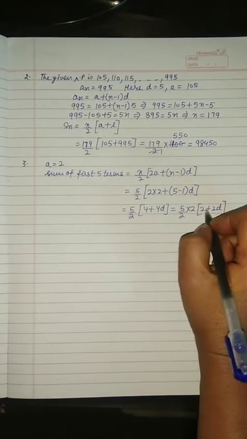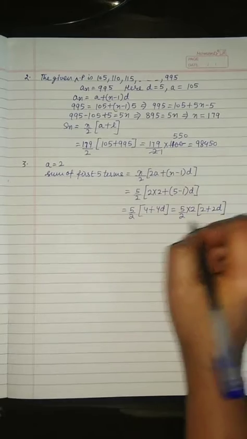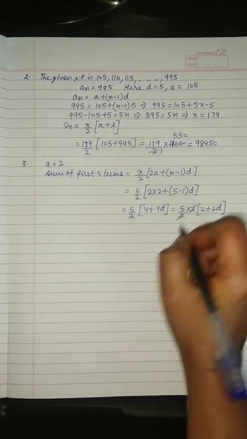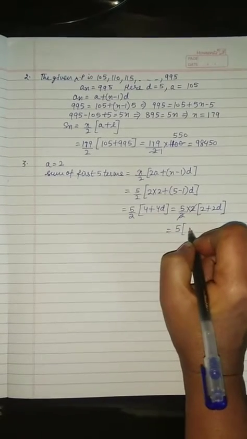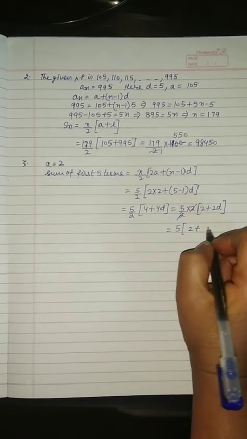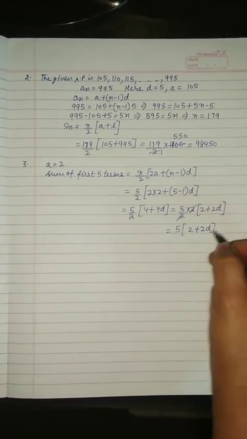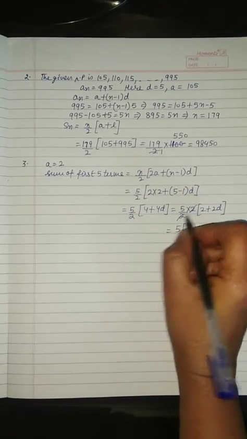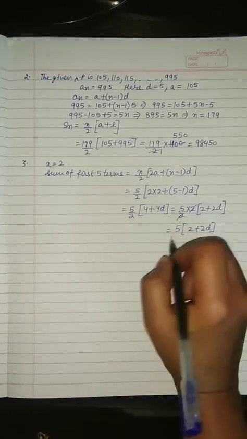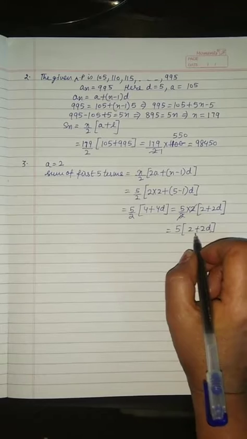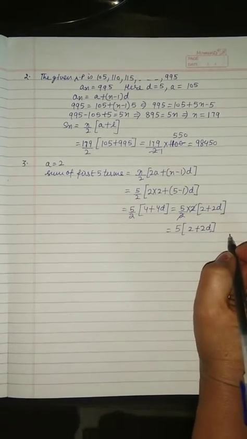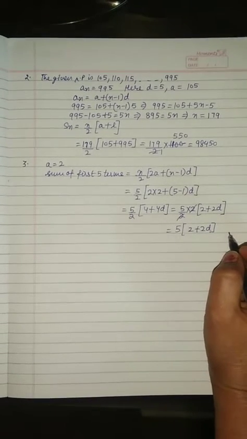Now we could take 4 common, so first 2 common, so it will become 5, 2 plus 2d. No need to take 4 common, because this 2 will cancel with the 2 which we have taken common. So we are left with 5 into 2 plus 2d. This is the sum of the first 5 terms.